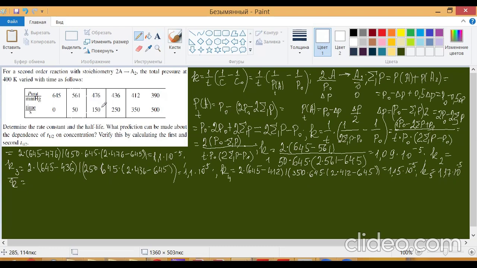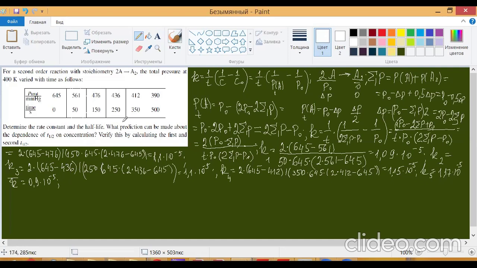So 1.09 plus 1.1 plus 1.15 plus 1.17, and we divide it by 5. We got 1.09 times 10 raised to minus 5. Okay, so we have just calculated the rate constant.